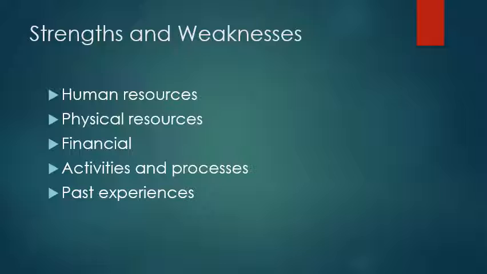Strengths and weaknesses are internal factors, such as for the human resources part would be staff, target population. Physical resources is location, building, or equipment. The financial is grants and other sources of income. Activities and processes are programs you run, systems you employ, and past experiences, building blocks for learning and success, your reputation in the community.